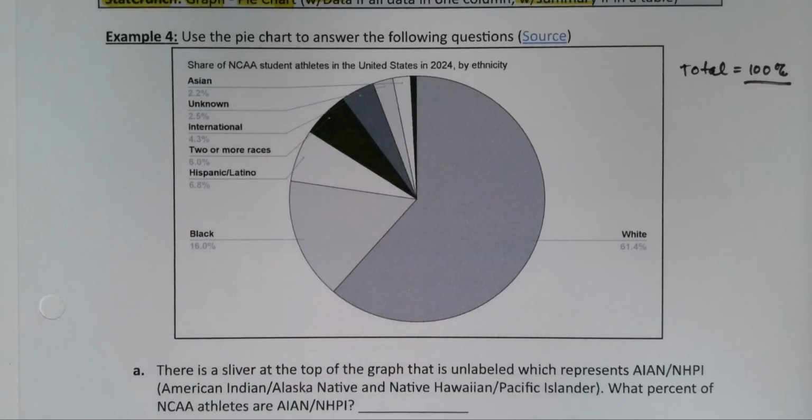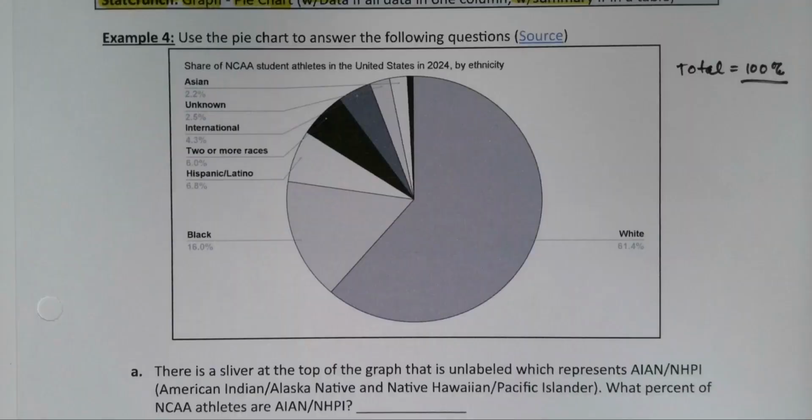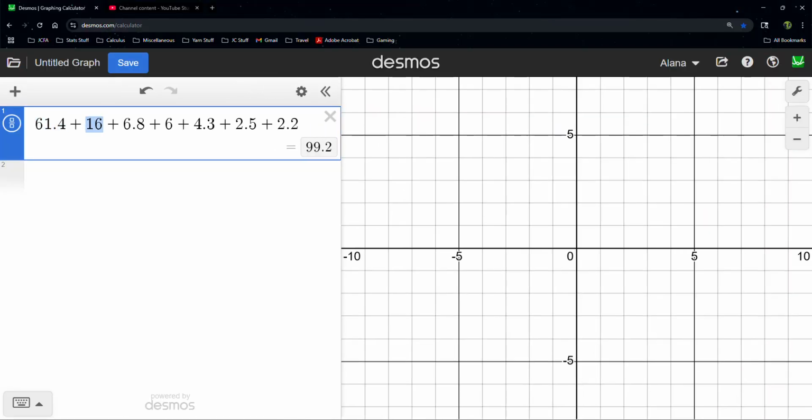I'm going to take out Desmos and I'm going to add up 61.4 and 16 and 6.8 and so on. When I add up all the values that I have, the white, black, Hispanic, Latino, and so on, I get 99.2. By the way, you'll notice 16.0 and 6.0, you don't actually have to put the 0.0 afterwards because a 0 at the end of a decimal is just a placeholder. So you can just type 16 and 6. So we get all the others add up to 99.2.